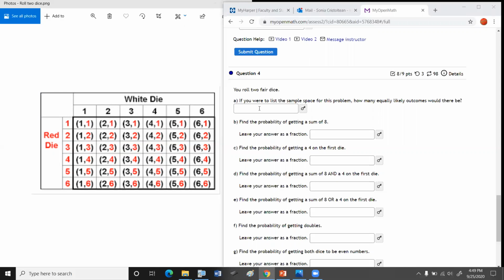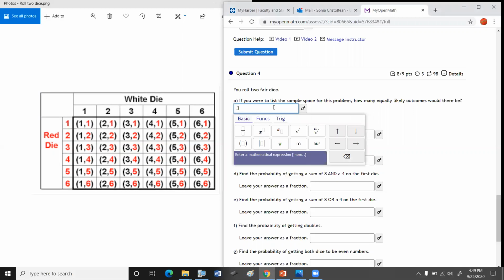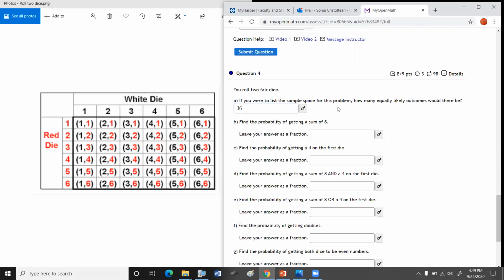So here it is. The first question says, if you were able to list the sample space, and we did already, how many equally likely outcomes will be there? And the answer for that, you can clearly see we have 36 possible outcomes. Okay, now this is the instructor version, so I will quickly check by clicking here. That is correct. Now for the second question, find the probability of getting a sum of 8.